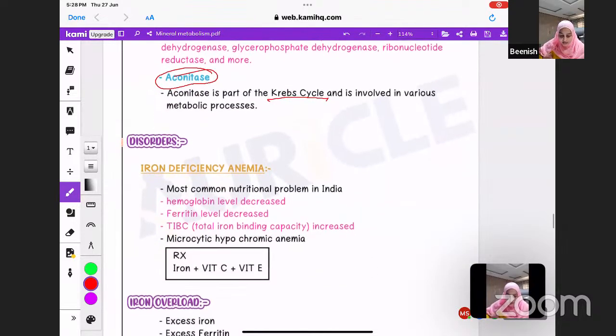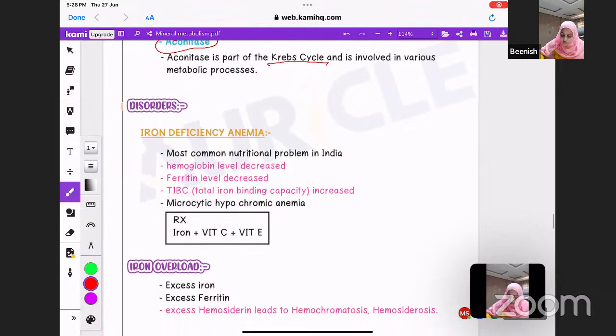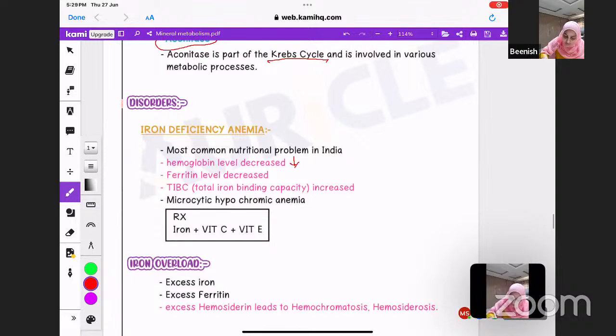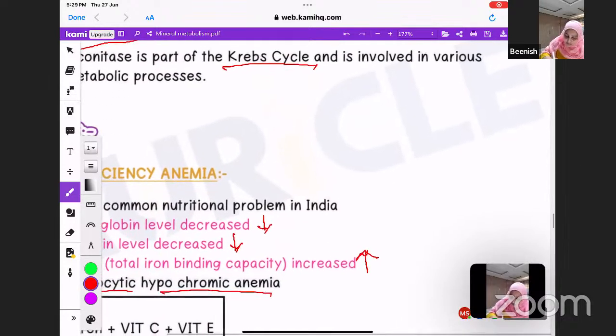Now talking about iron deficiency anemia, it is very important. It is the most common nutritional problem in India. Hemoglobin level is decreased, your ferritin level is decreased, but your TIBC is increased, and it is manifested as microcytic hypochromic anemia. Iron deficiency anemia progresses through 3 stages.